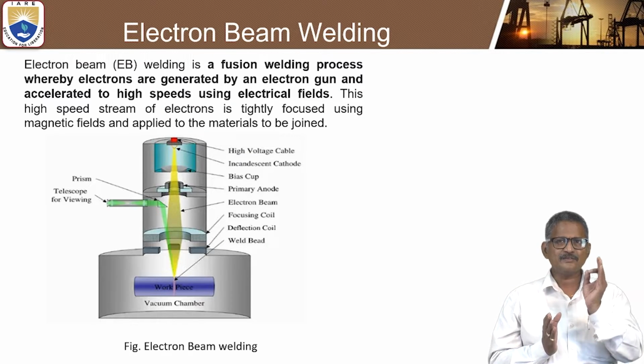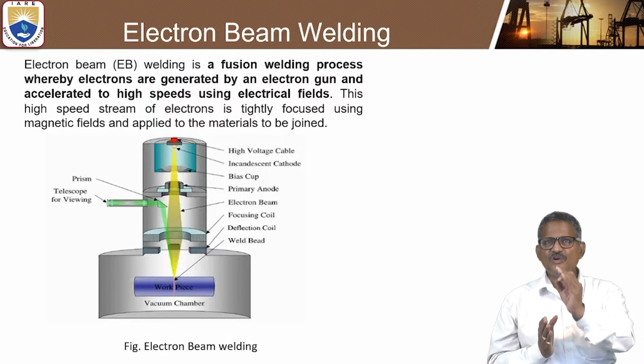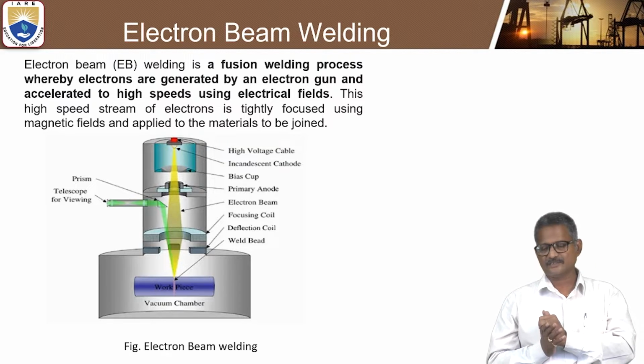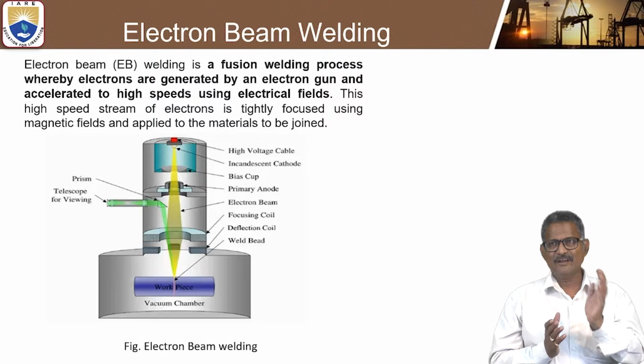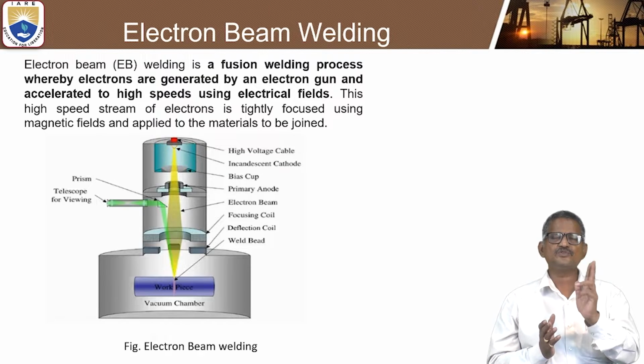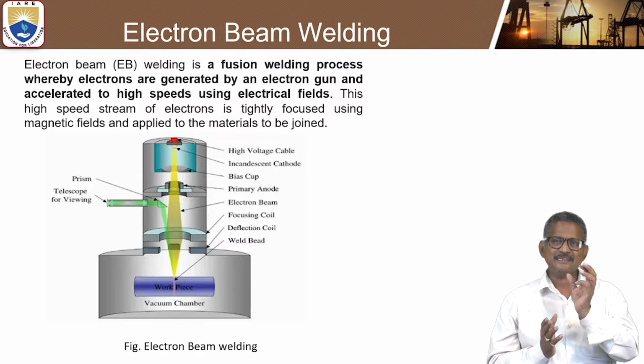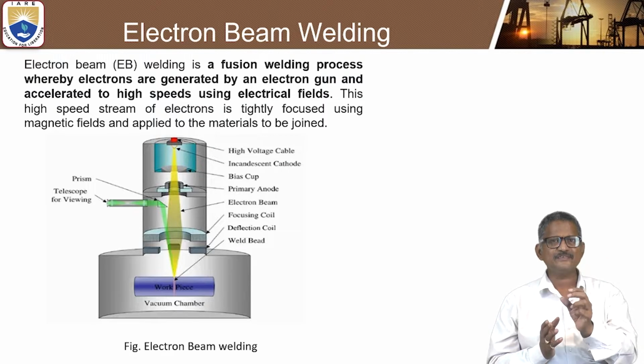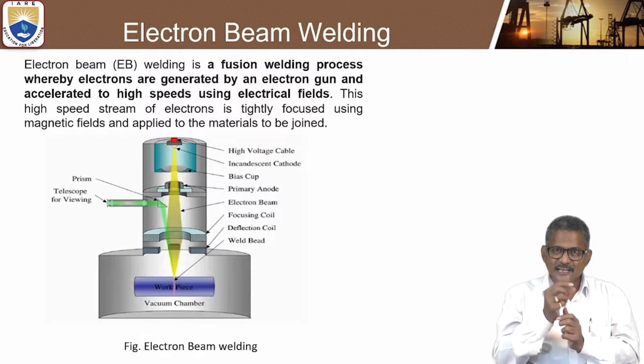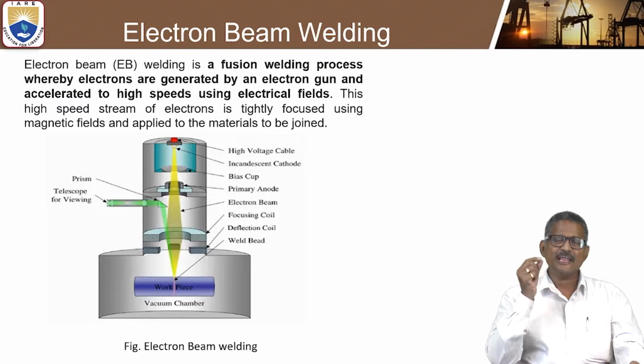So electron beam welding is one of the most advanced fusion welding processes. In general, welding can be classified into two types: one is pressure welding, the other is fusion welding. The main intention of this fusion welding process is that electrons are generated as an electron beam.